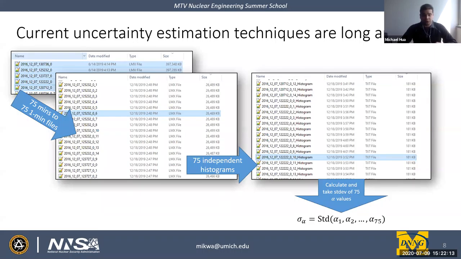So the question really is, how do you get error bars? And it's not intuitive. If you're familiar with Poisson statistics, this is very specifically not a Poisson system. So we can't just take the square root of the counts and call it good.